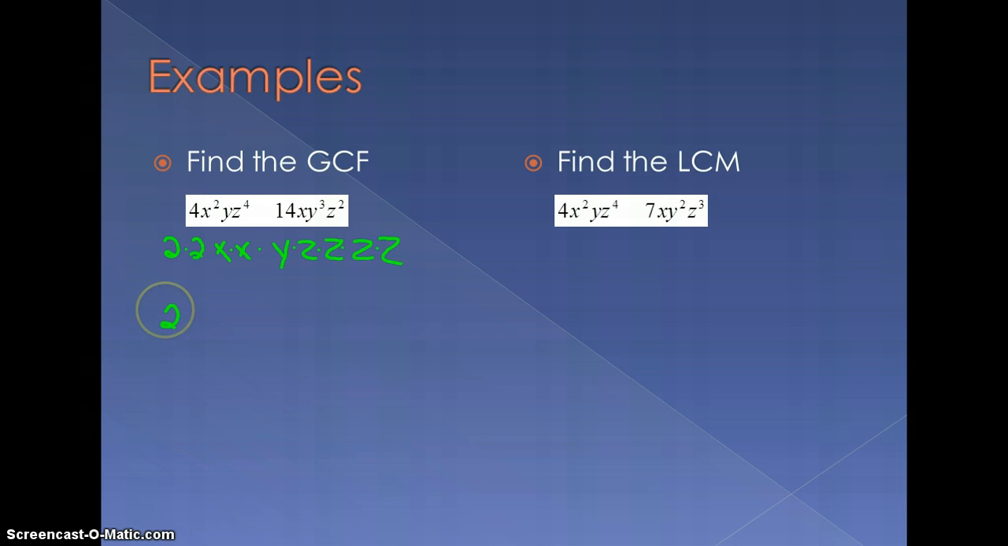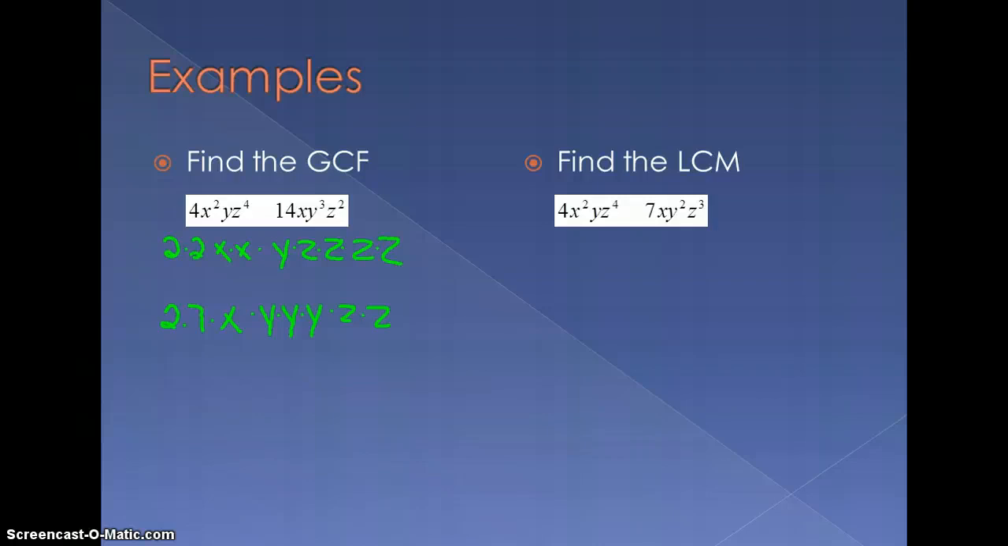14, we'd have 2 times 7 times x times y times y times y times z times z. So we factored everything out there. Now typically once we start practicing these, you won't have to show these. There is a pretty handy shortcut that you'll see. You might even see it after this one, but let's talk here as far as common factors.